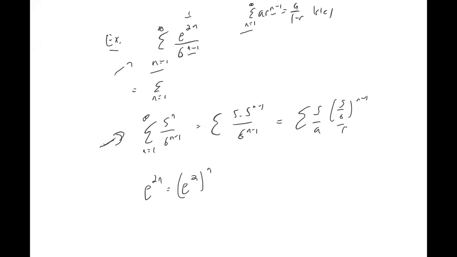as e squared to the n. Now we have a number to the n power. And now we do the same. Think of e squared as having the role of the 5. So it's e squared times e squared to the n minus 1, right?